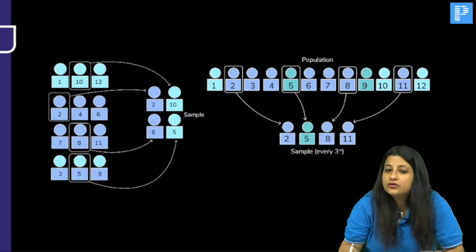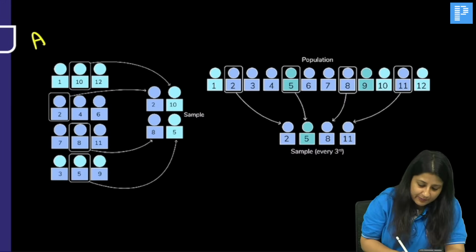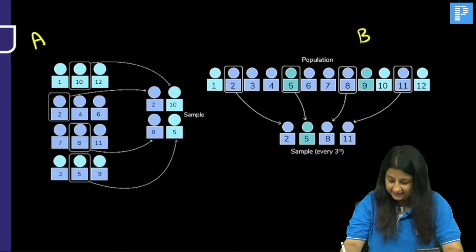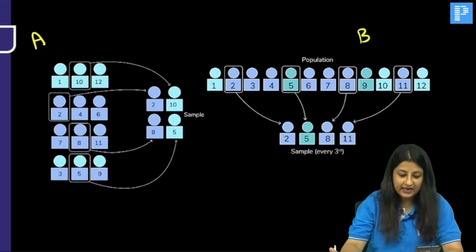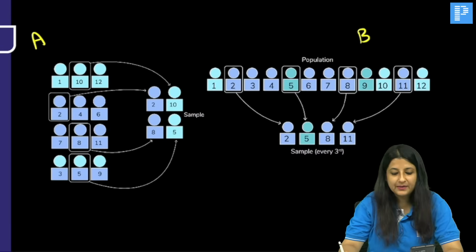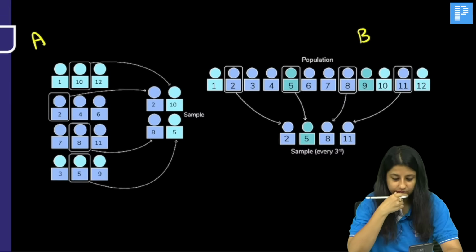Now from biostat, the two types of sampling which could be asked. So can you label image A and image B? Which type of sampling techniques are image A and image B? Anybody in the comment section. Which type of sampling technique is image A and which type of sampling technique is image B? Can you label in the comment section, please?